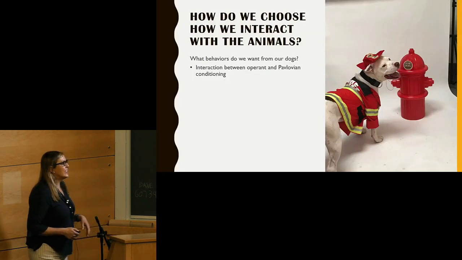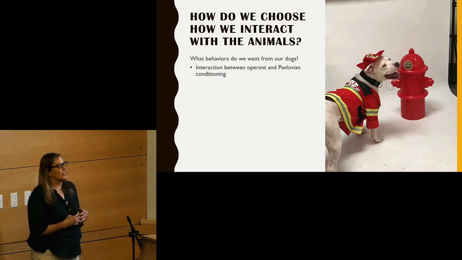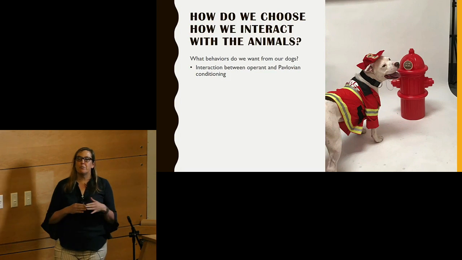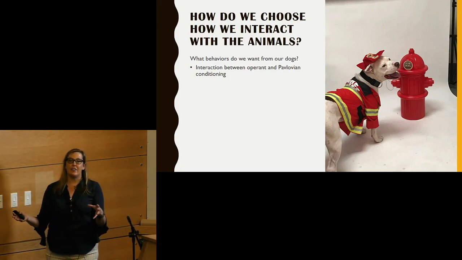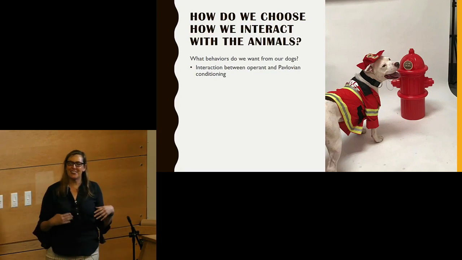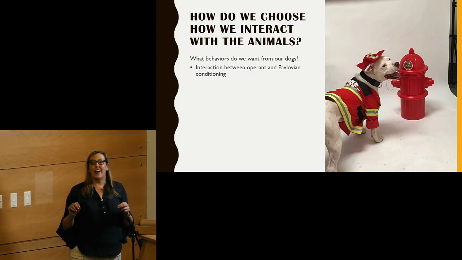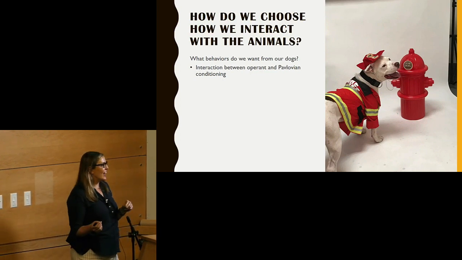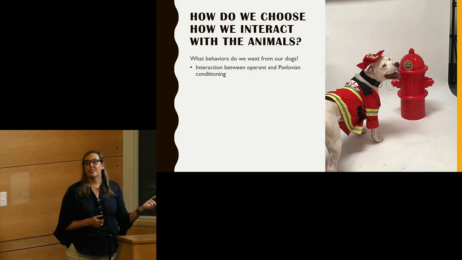So how do we choose to interact with the animals? And this is where I think we have to talk about that interaction between operant and Pavlovian conditioning. Positive punishment, its main effect of decreasing the rate of a behavior would be fine, right? There are plenty of behaviors, like I said, that we would like to decrease in our animals or partners or other folks. But I don't turn to that as a first strategy, and it's actually my last strategy, if I use it, because of the Pavlovian side effects.